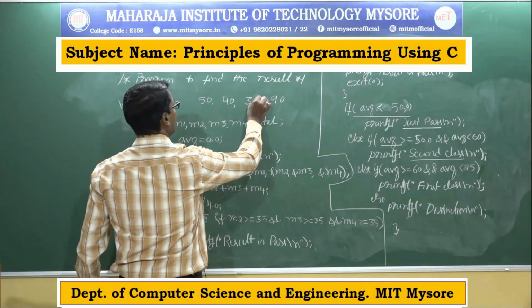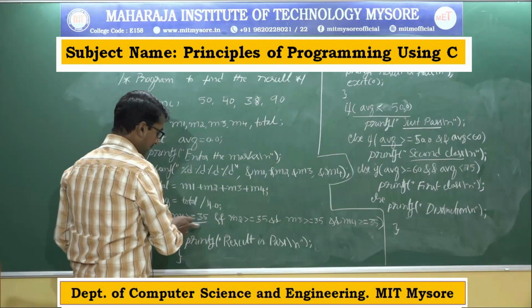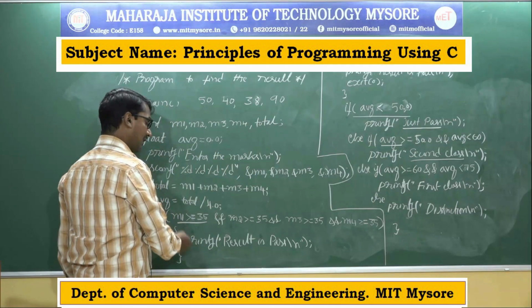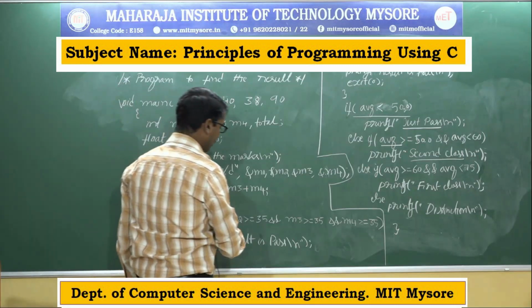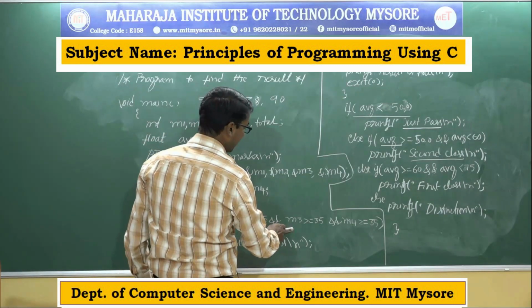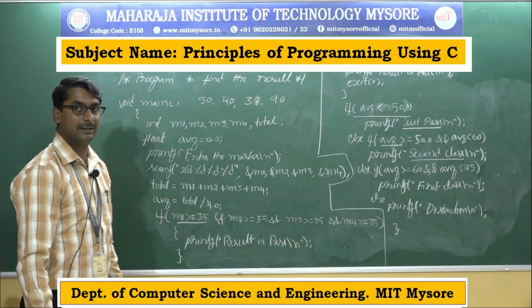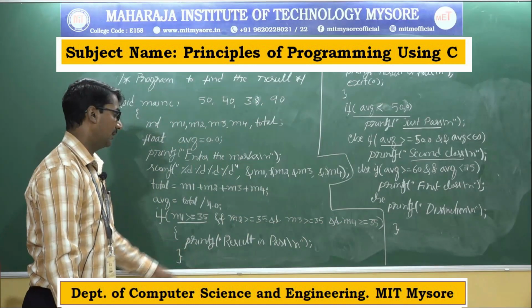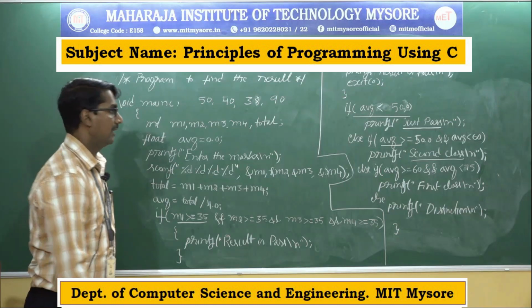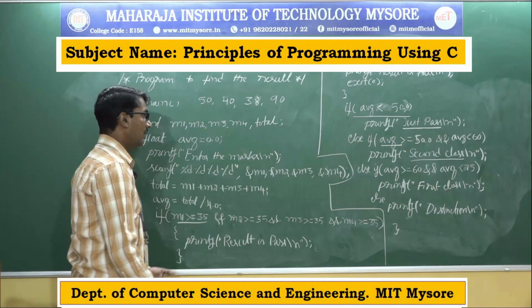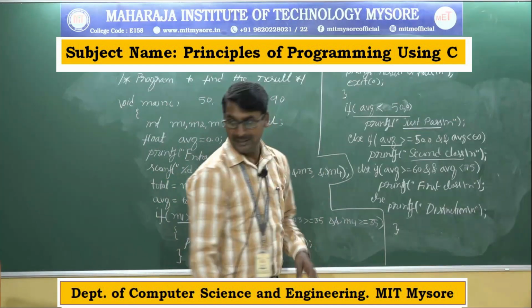In case the value is 38, then 50 greater than or equal to 35, condition is true. 40 greater than or equal to 35, condition is true. 38 greater than or equal to 35, condition is true. Then 90 greater than or equal to 35, condition is true. Next it will display the result. After displaying the result, it will verify the percentage.